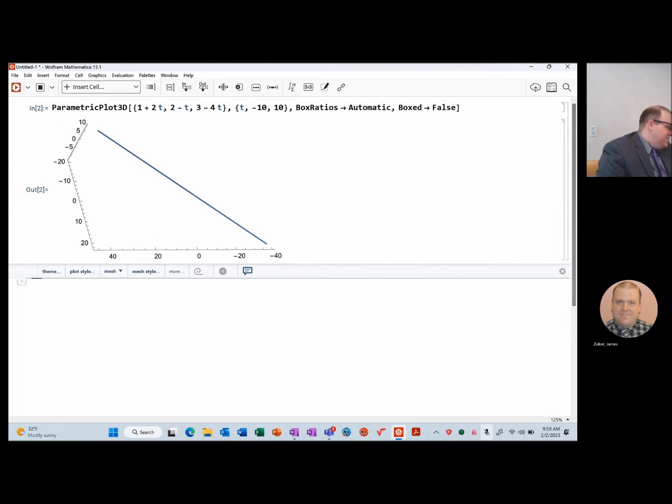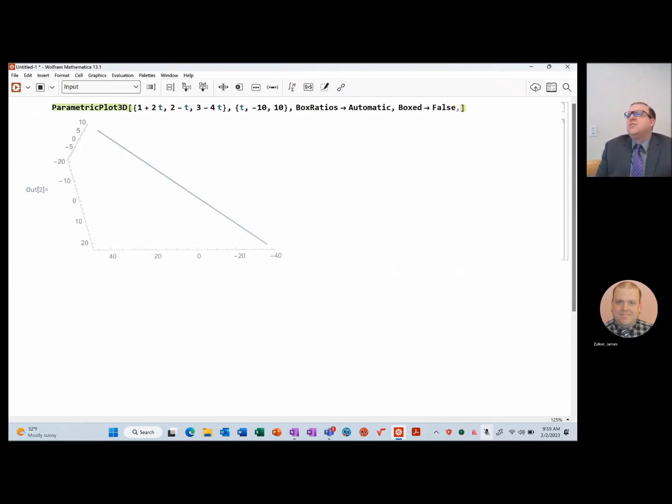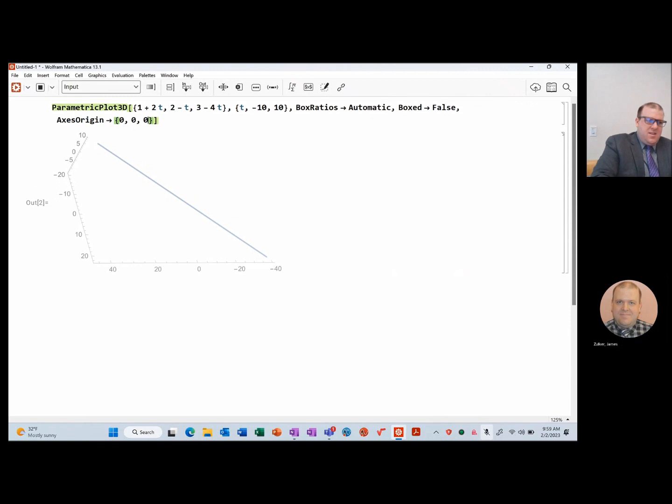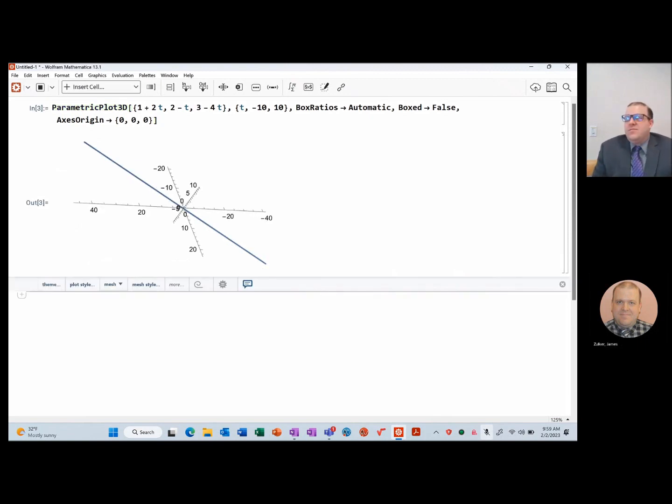That's still not really useful. To make it look more like the coordinate plane we're familiar with, I'm going to tell it I want the origin to actually be the origin, 0, 0, 0. Ah, now at least looks familiar. Still have that problem of what is X, what is Y, what is Z.